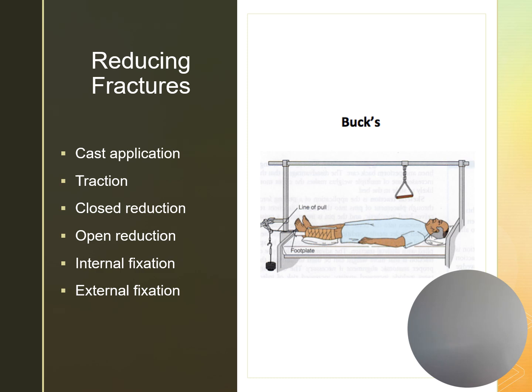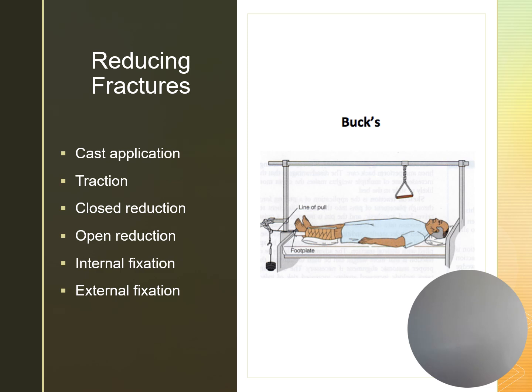A closed reduction would require external manipulation of the bone prior to immobilization. An open reduction, we have to cut them open. So it's the surgical exposure and realignment of the bone.